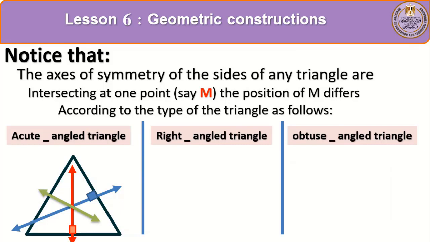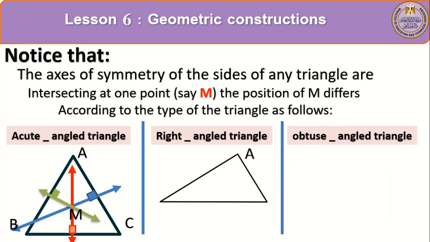As you notice, the three axes of symmetry intersect at one point. This point, as you know, excellent my dear, we can call M. This point is inside the triangle ABC. For example, if this triangle is called ABC and its type is acute angle triangle, then the point M is inside the triangle.